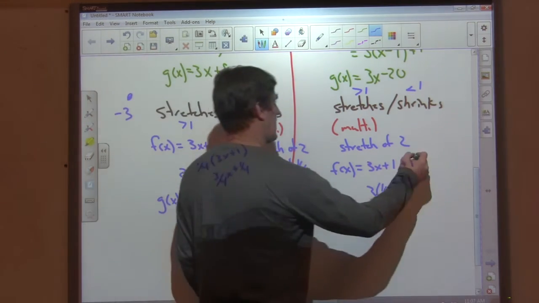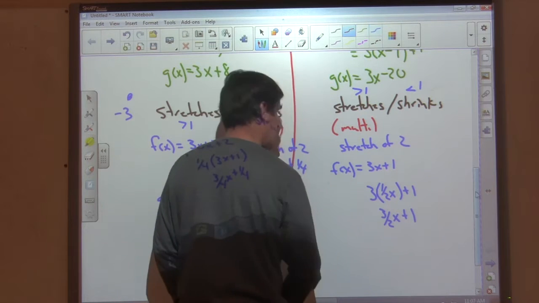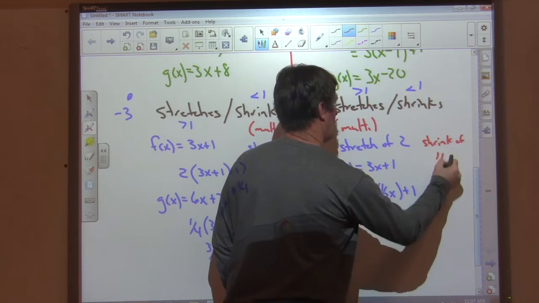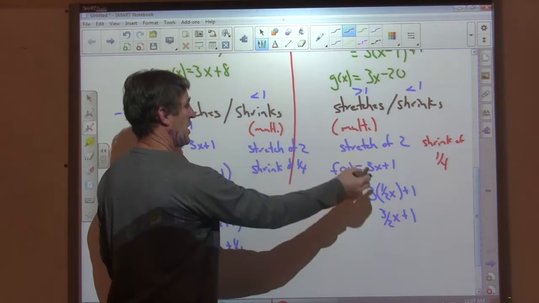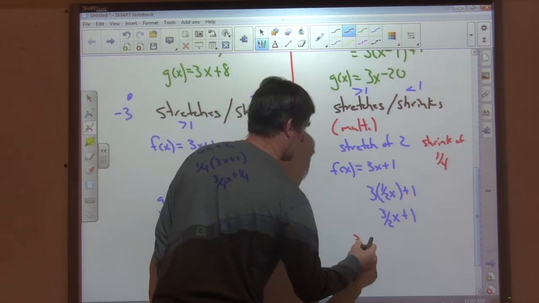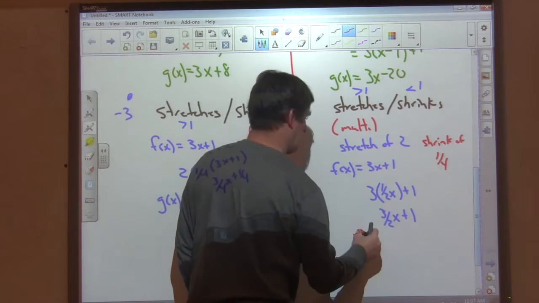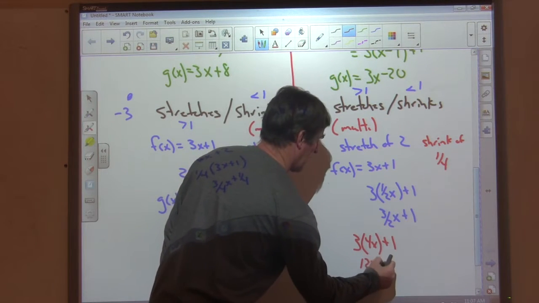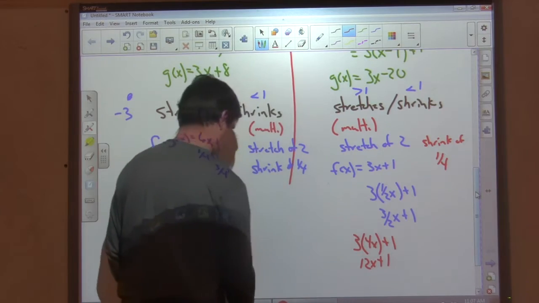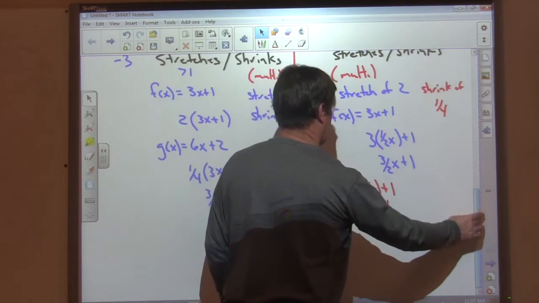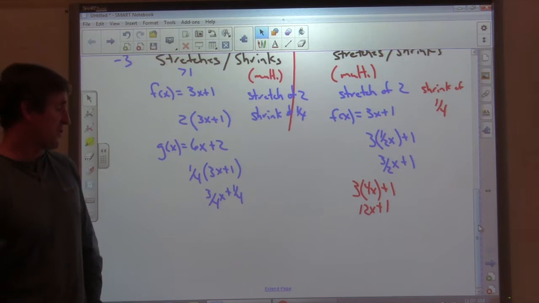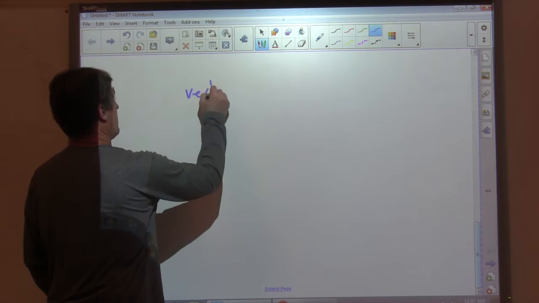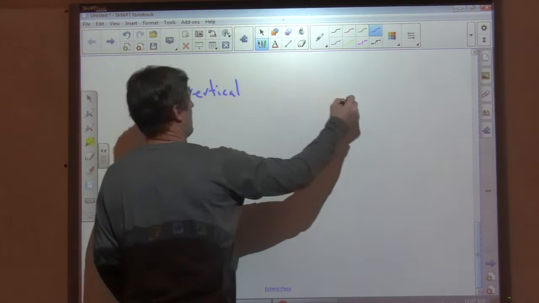And if I did a shrink of 1/4, again, because it's horizontal, it just affects the x. But I do the inverse of this, which would be 4x plus 1, and so we get 12x plus 1. So that's all the transformations we had. To summarize this, here's what you have to remember. We have vertical and we have horizontal.